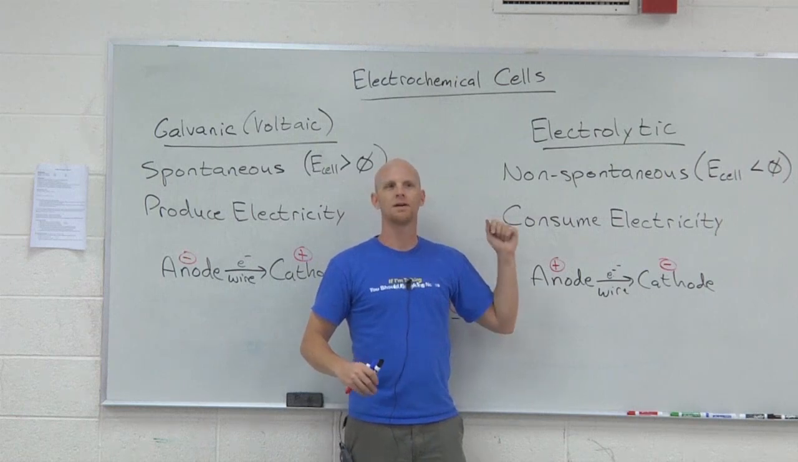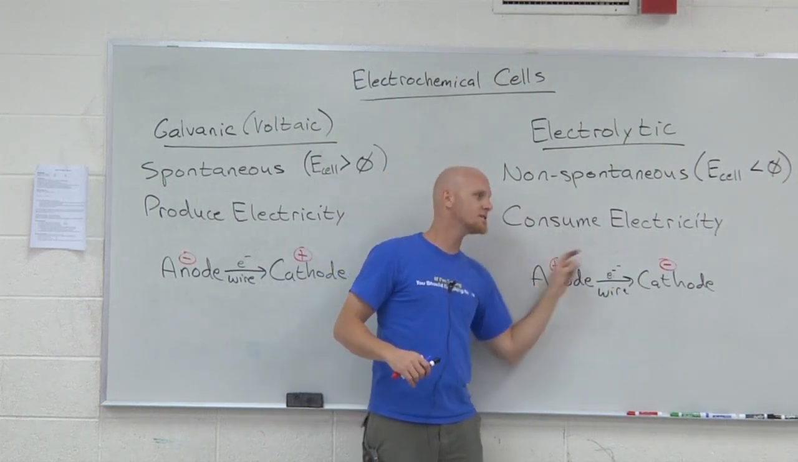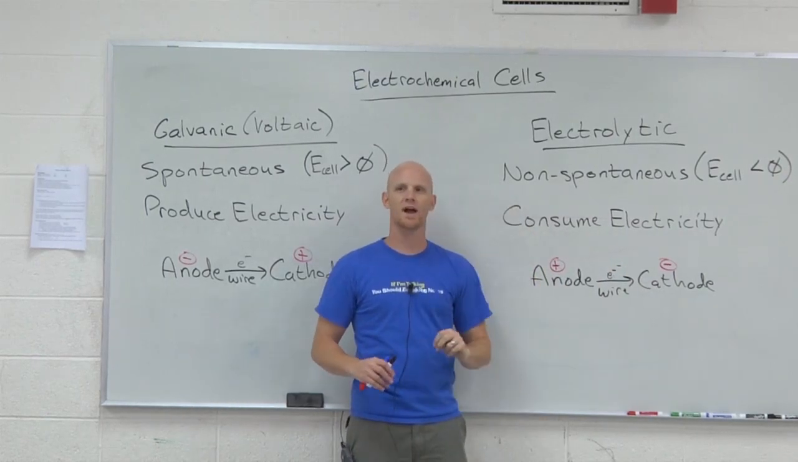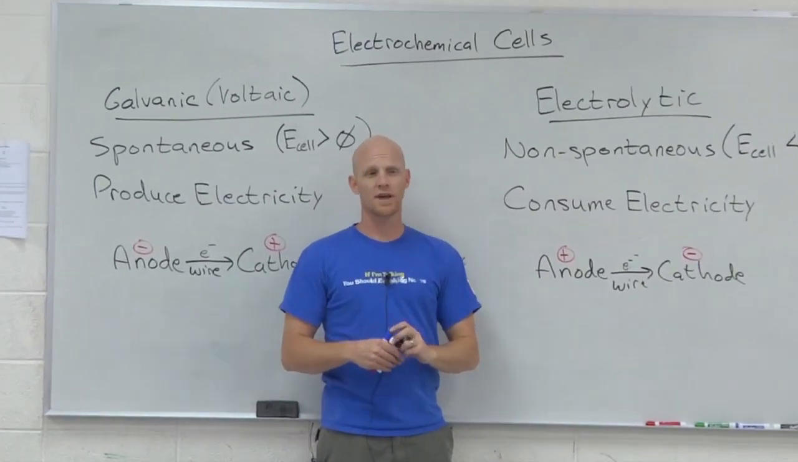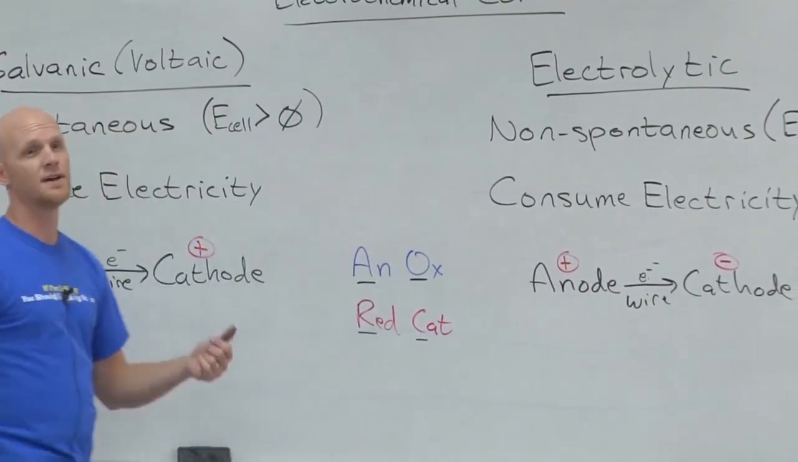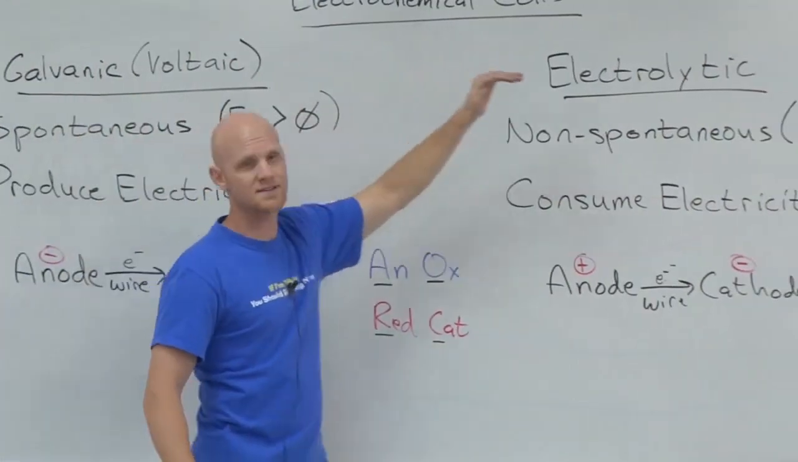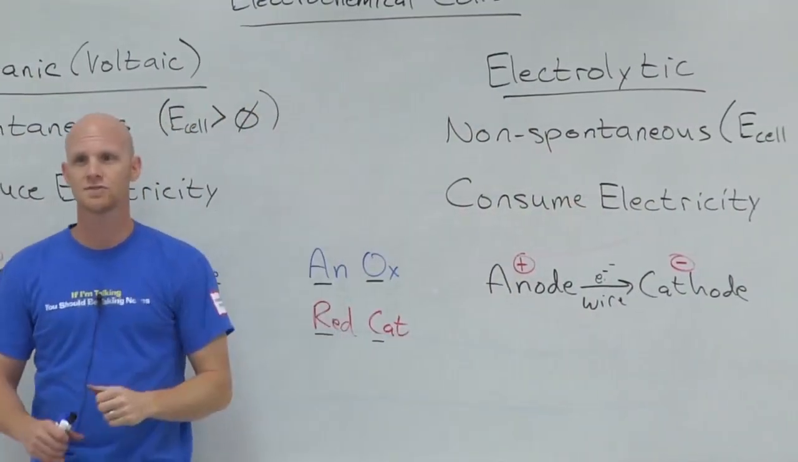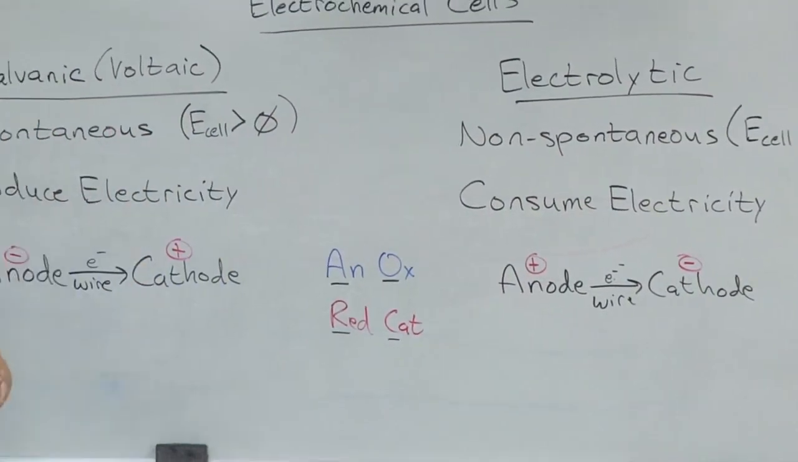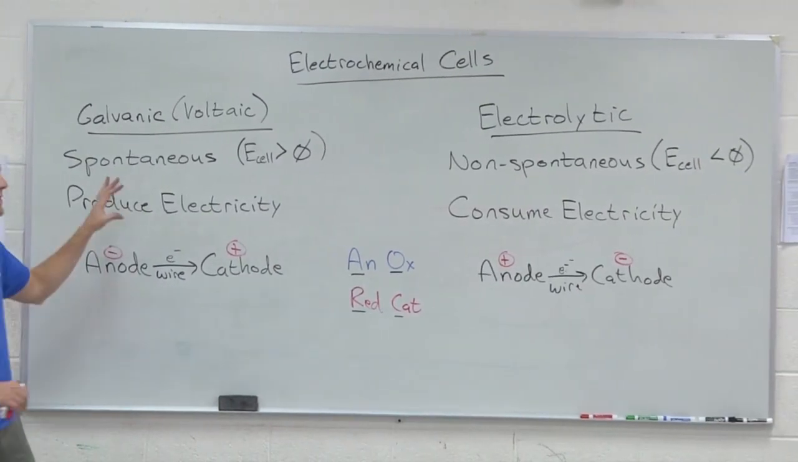How are we forcing them? By pumping electricity into the system, using that energy to force this non-spontaneous reaction to happen. So electrons always go anode to cathode. It's just, do they want to? Is it spontaneous for them to? Galvanic voltaic cells, that's spontaneous. Electrolytic cells, it's non-spontaneous. So the charges are what are switched. Cool. These are your big differences, conceptually, between the two.